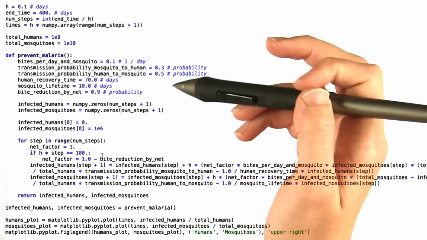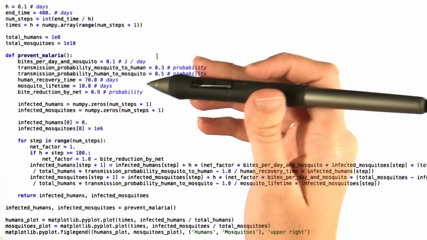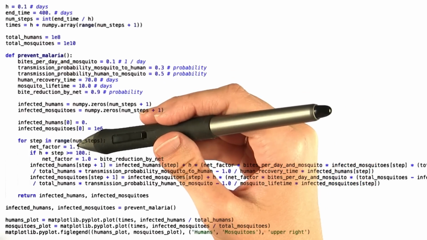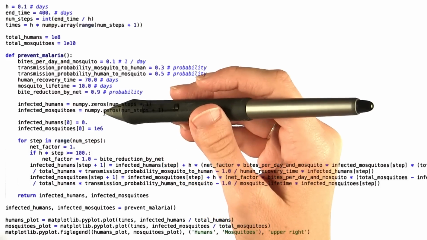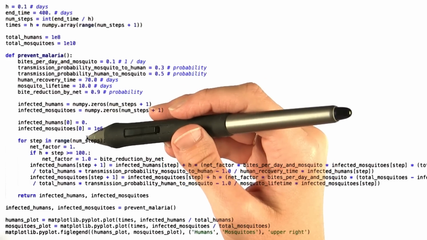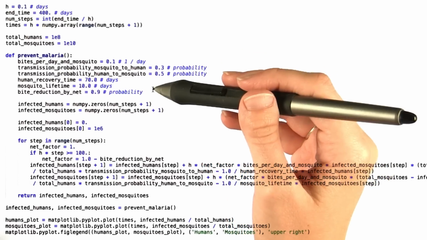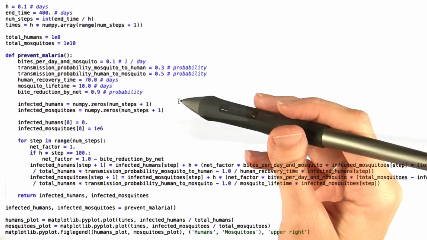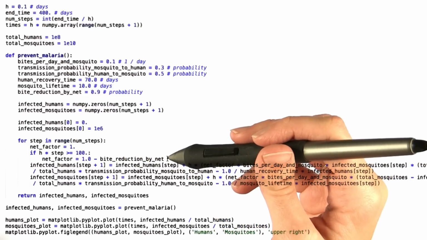The first thing that we need to deal with in this problem is the issue of the mosquito nets. Now we know that at first there are no mosquito nets in place at all, so we're going to create this variable called net factor and initialize it to 1. We know that after 100 days, net factor is reduced by bite reduction by net, this constant that we created up here. So we add in this if statement right here, saying that after 100 days, net factor is reduced by 0.9, which is bite reduction by net.